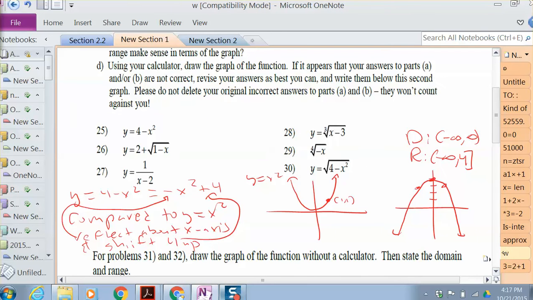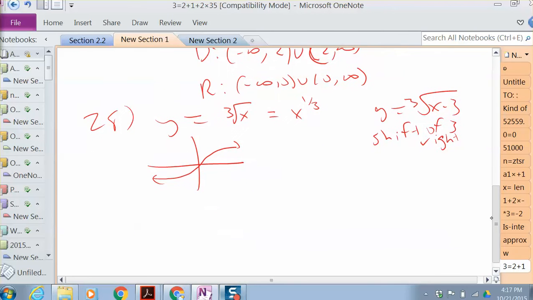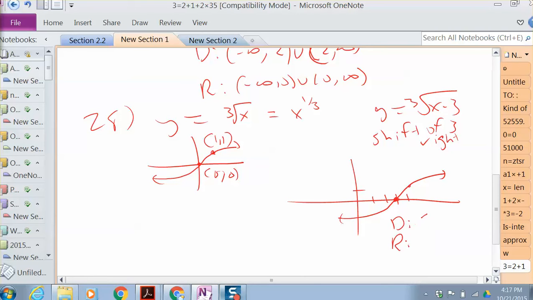Now again, we're asked to graph cube root of x minus 3. Hopefully you recognize that's a shift of 3 right. So if I look at a point like 0, 0, as well as a point like 1, 1, now we have a point at 3, 0 and a point at 4, 1. And it follows kind of the same path. Domain and range: negative infinity to infinity, or essentially all real numbers.